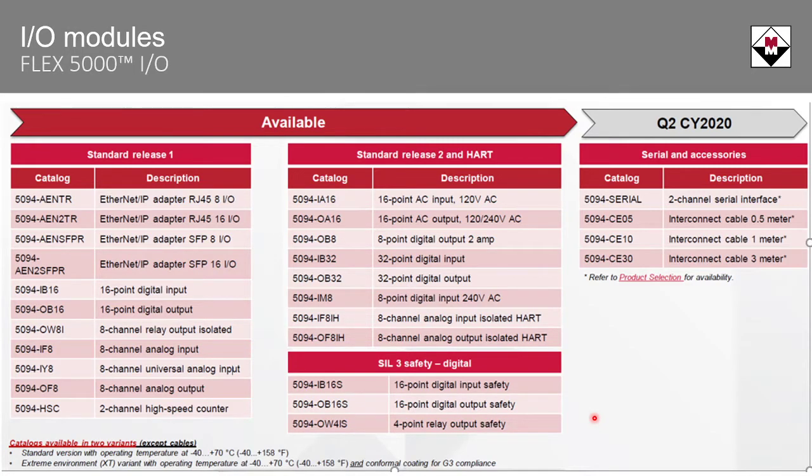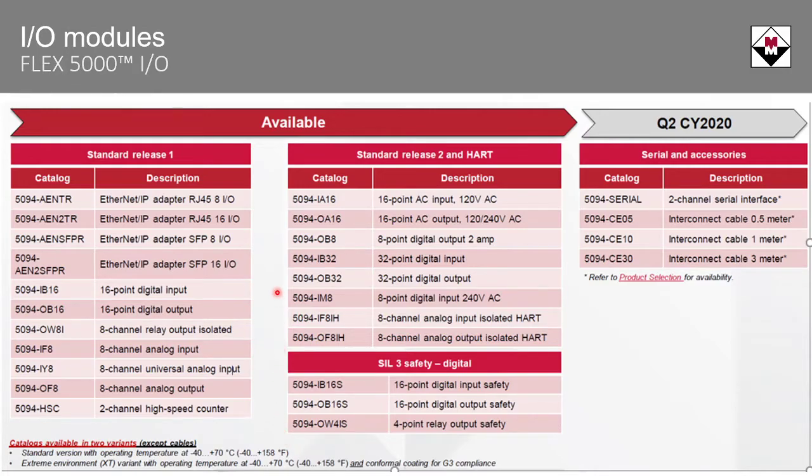This slide just shows the family offering. So this release has been available since version 31. Here's showing the 4 Ethernet adapter options. There's a universal analog input which supports RTD and thermocouple. Our safety modules, we have a 16-channel input, a 16-channel output, and this is the only one of its kind, a 4-point relay output safety module.